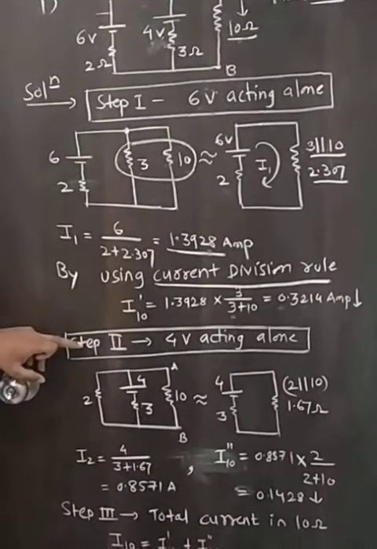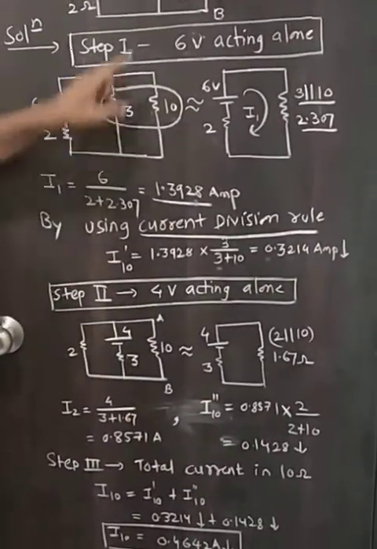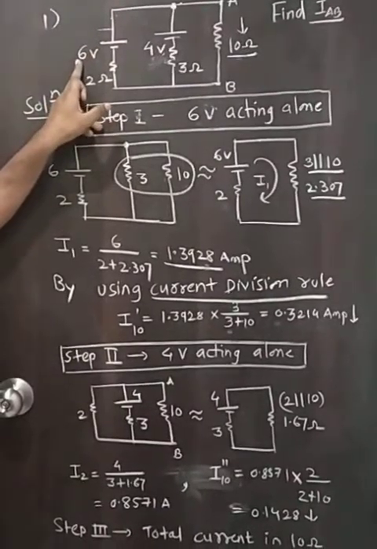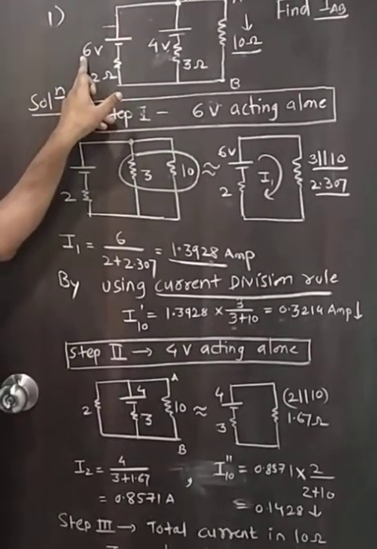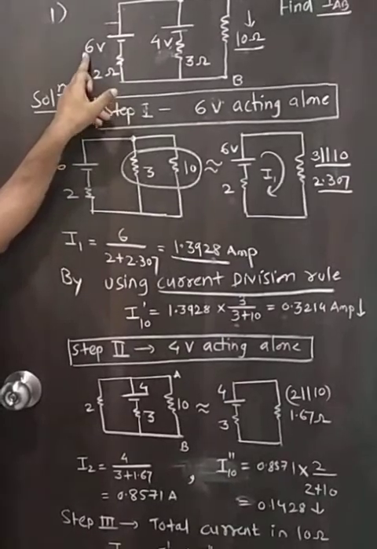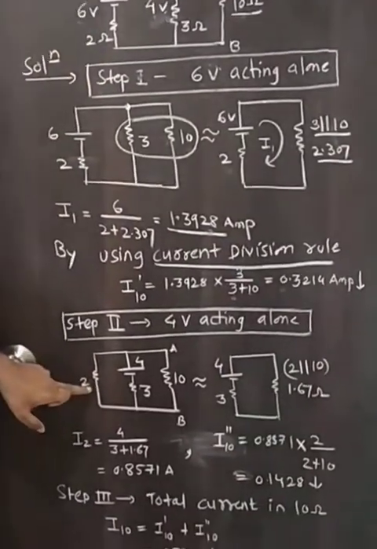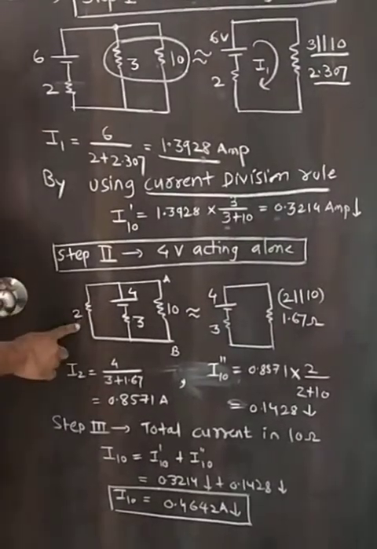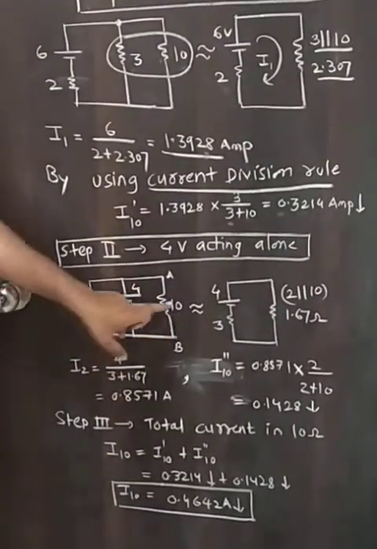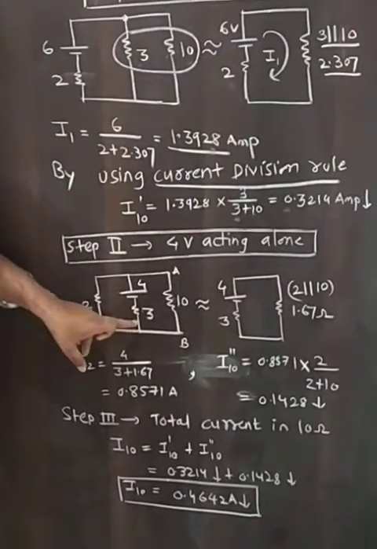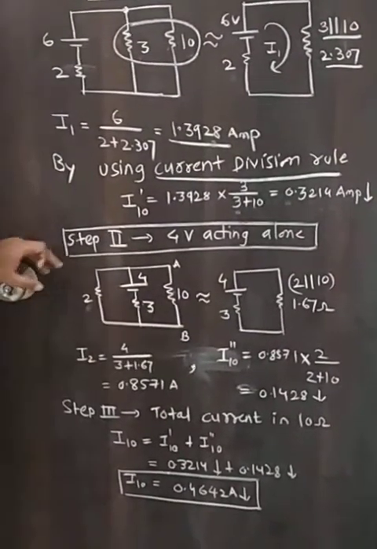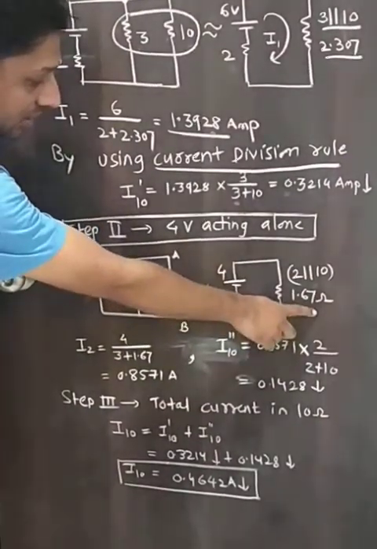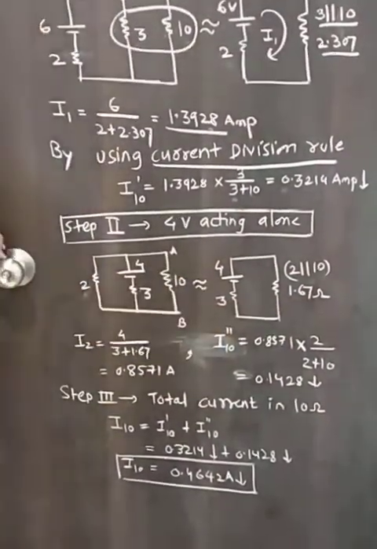Now in the second step we have to consider 4 volt acting alone. At that time again this 6 volt battery is replaced by its internal resistance if any, otherwise by a short circuit. So it is replaced by a short circuit. Again we have to redraw this network. This 2 ohm branch and this 10 ohm become parallel, and their parallel combination becomes in series with this 3 ohm. So we will solve this parallel combination. 2 parallel 10 gives 1.67, and it becomes in series with this 3 ohm.